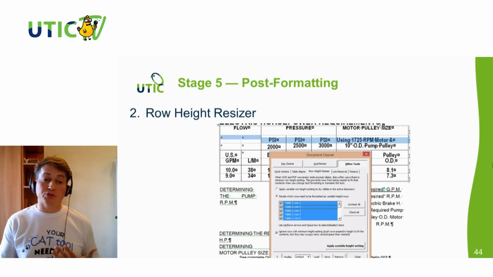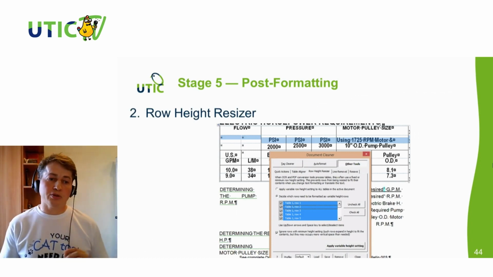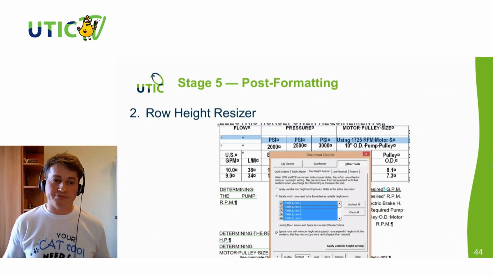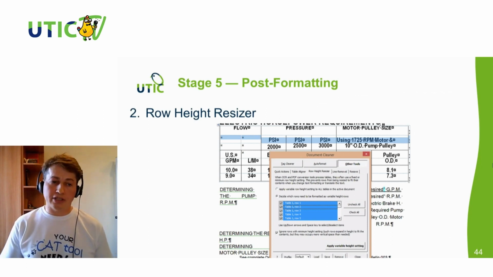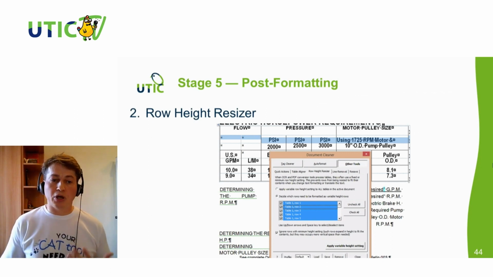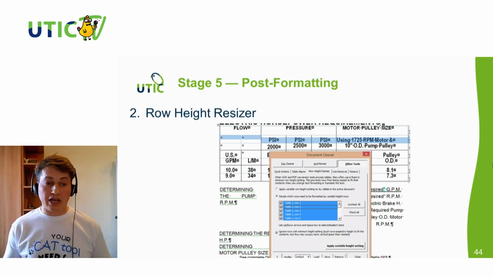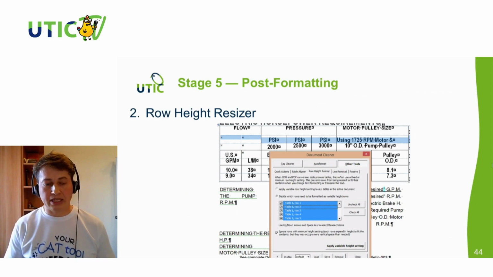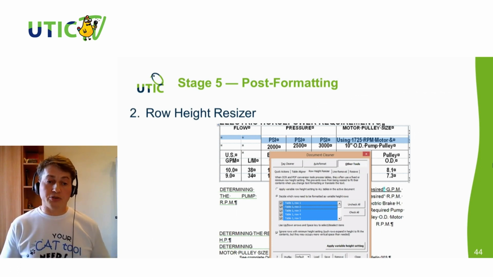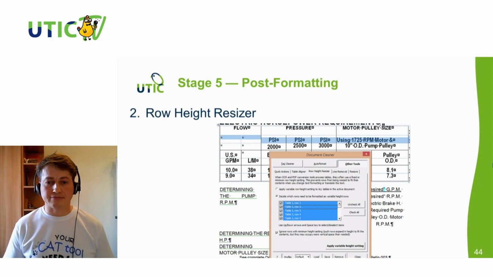TransTools provides a number of tools to help with post-formatting. The first tool is called the Row Height Resizer. It is part of Document Cleaner in TransTools, and it tells you which table rows have fixed height. In other words, which rows cannot expand if the text becomes larger after translation. It can also fix row heights in the selected rows for you automatically.